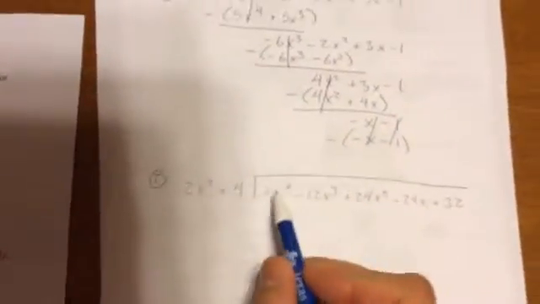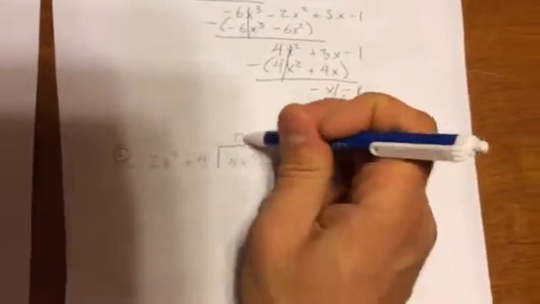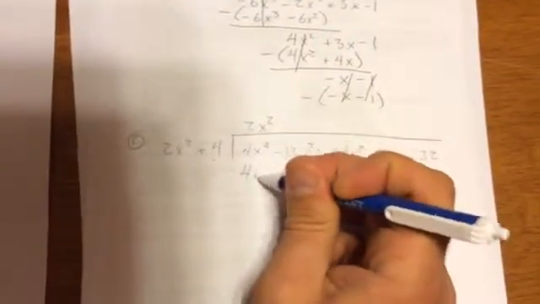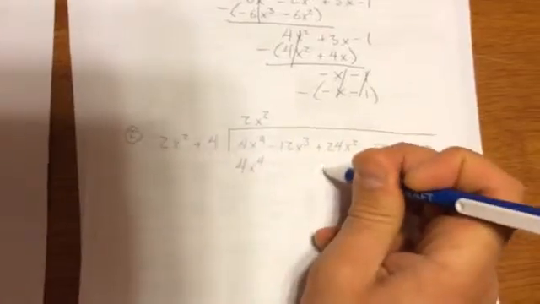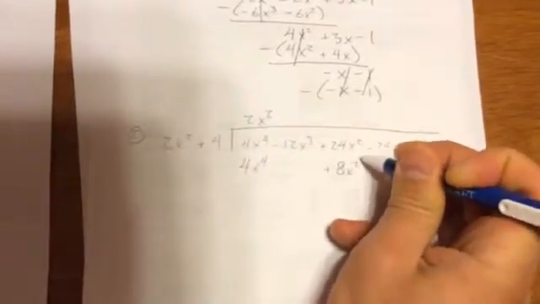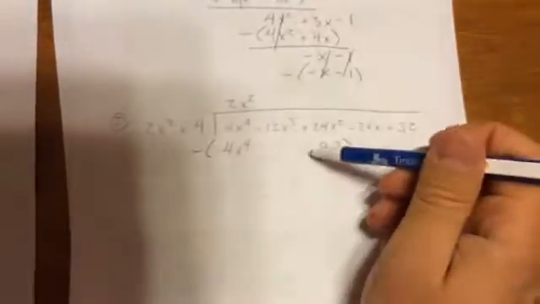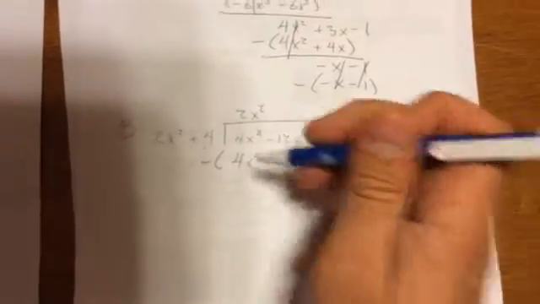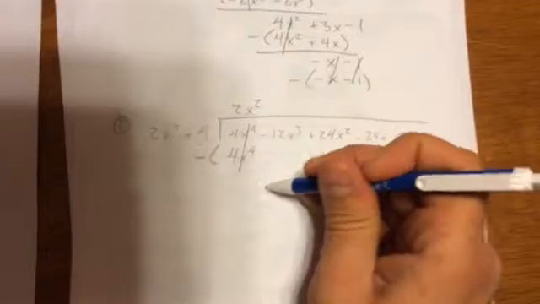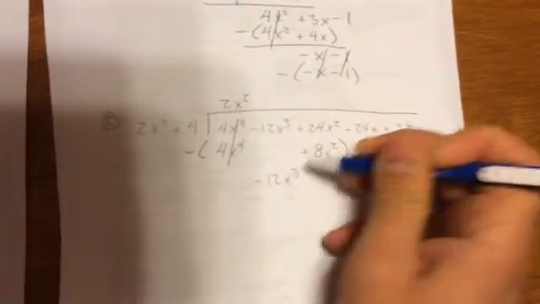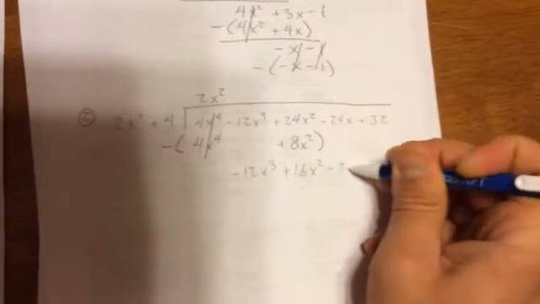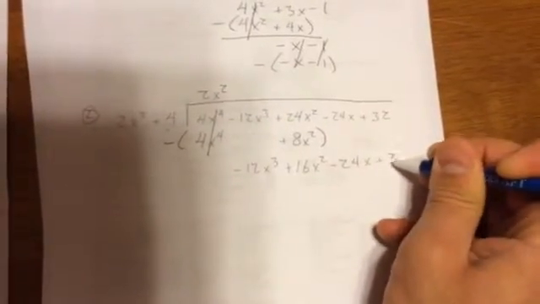So divide the first term by the first term, gives me 2x squared. Multiply this times both of these, 4x to the fourth plus 8x squared. Subtract both of those. I wrote this way over here because you have to combine like terms. So I don't have an x to the third here. These cancel out. So the negative 12x to the third just comes down. This subtracted is going to give me 16x squared. And I might as well bring everything else down as well.